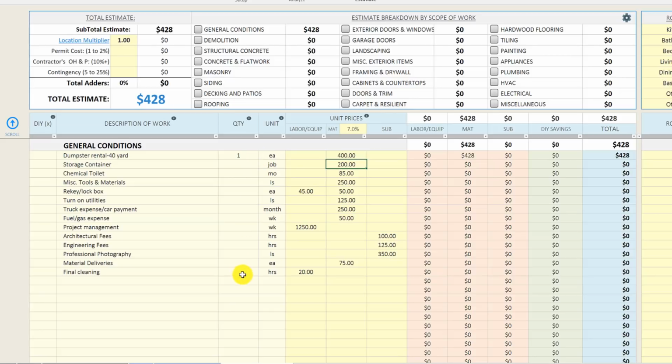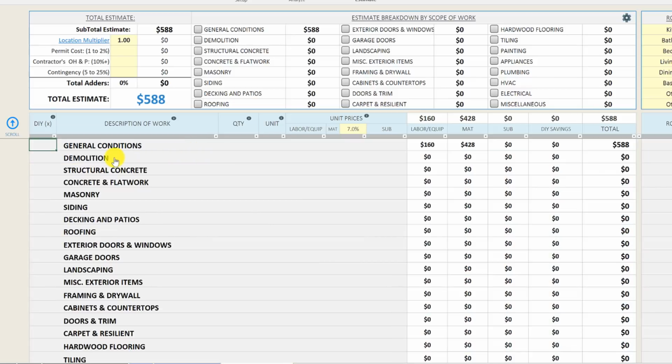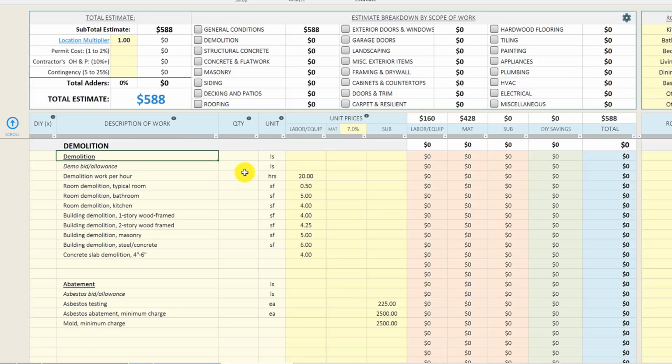And then otherwise I'm just going to plug in final cleaning here. So we might have a cleaning company come into the property and clean out the property for maybe 8 hours, so 2 people for 4 hours, basically half a day, $160 should cover us for final cleaning. Other than that, I'm not going to plug anything else in here for general conditions. We've got a dumpster and we've got final cleaning. Let's move on to our next category, which is going to be demolition.